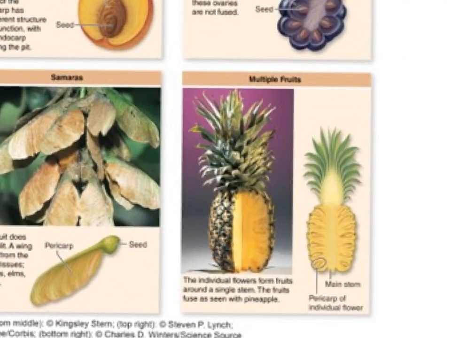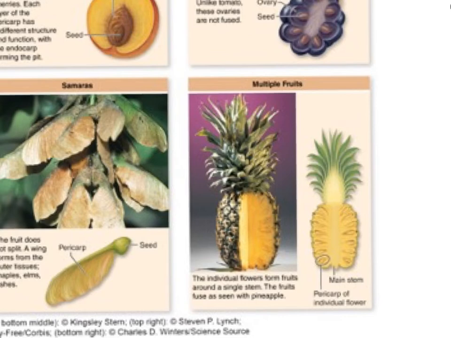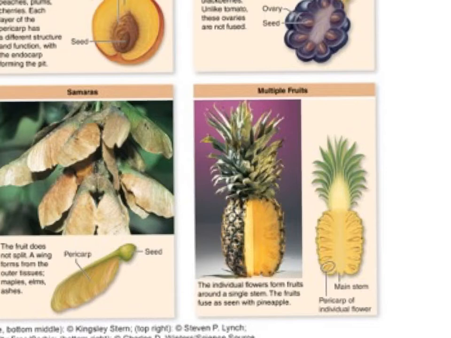And then here, in this case, we've got a pineapple. It's actually a multiple fruit. The individual flowers form fruits around a single stem. The fruits fuse, as seen in this pineapple. So they're all individual flowers.